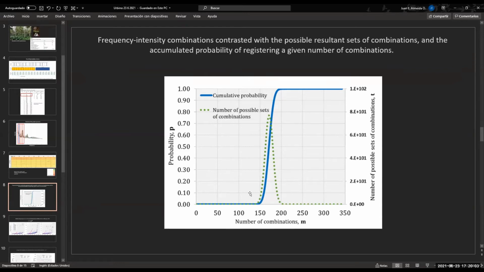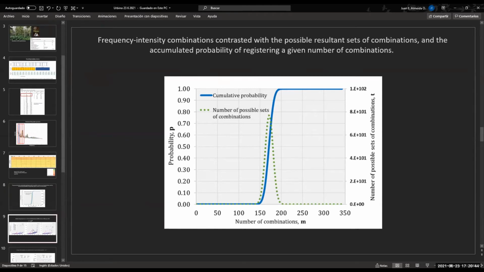From this graphic, we see that if we have more combinations, then the probability of the model accurately describing the soundscape will be less. And if we find fewer combinations, then the model might describe the soundscape accurately, even with few combinations. If we compare with the continuous power spectrum.